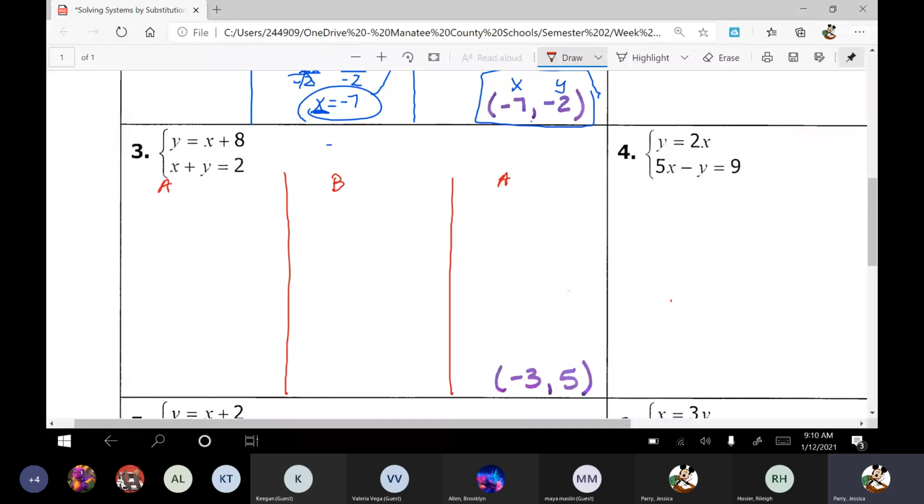Which one should be my A equation? The one that says if x equals or y equals. Is it the first equation or the second equation? Write that in the chat. Which one is my A equation? The first one or the second one? Or you can actually write it out. Is it y equals x plus 8 or x plus y equals 2? Go ahead and write in the chat, which one is my A equation?